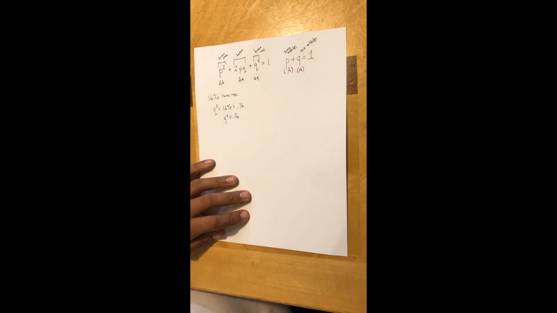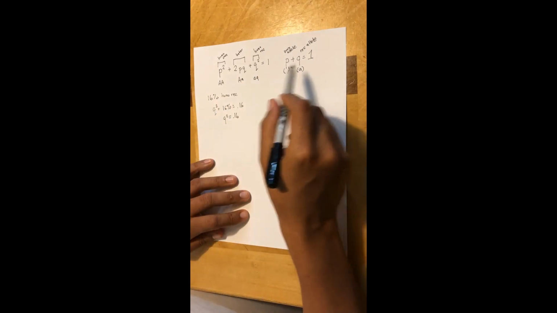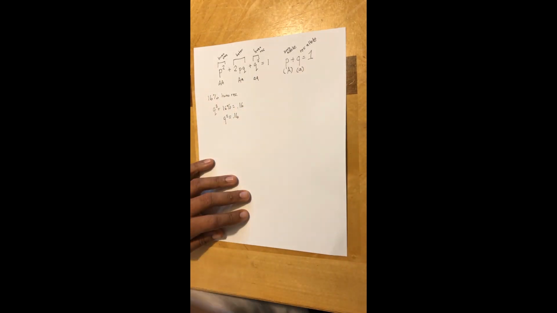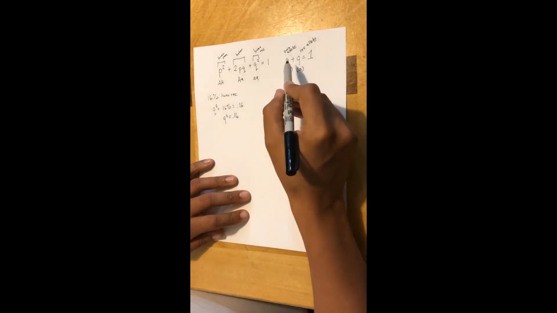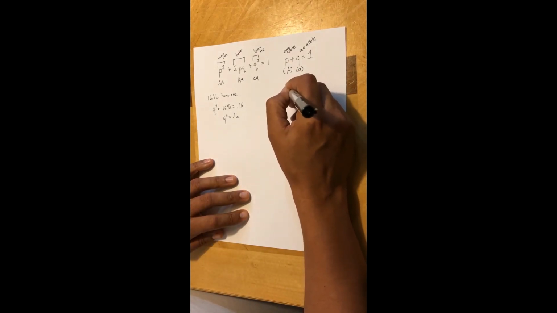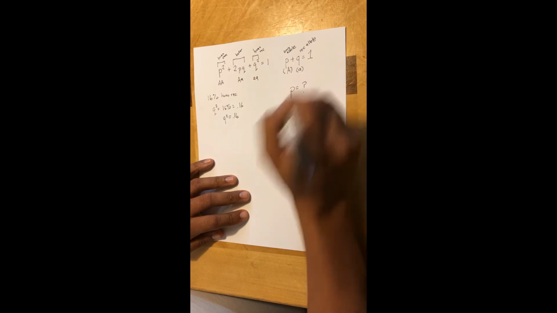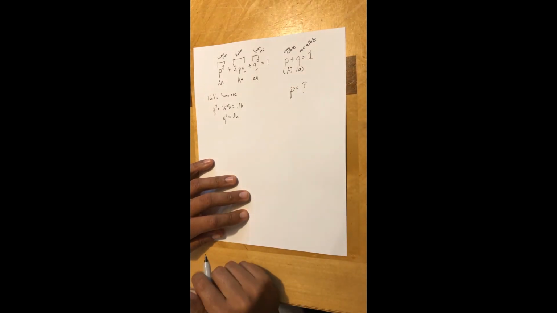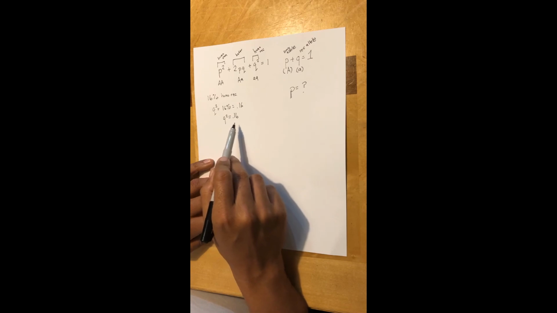Now, that's what I have. Now, what do I want to figure out? Notice what the question is asking. It wants to know the frequency of the dominant allele in the population. So what are we trying to find out? If we want just the dominant allele in the population, we're looking for P. So P is what we're trying to get. Now we have Q squared is 0.16.